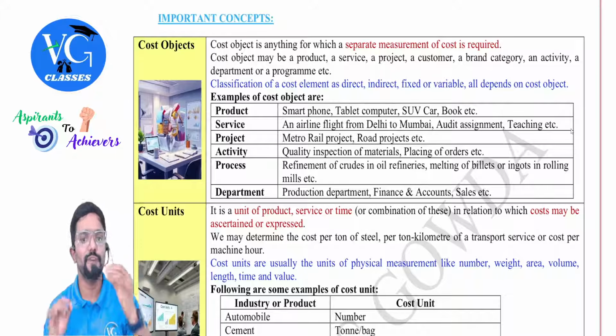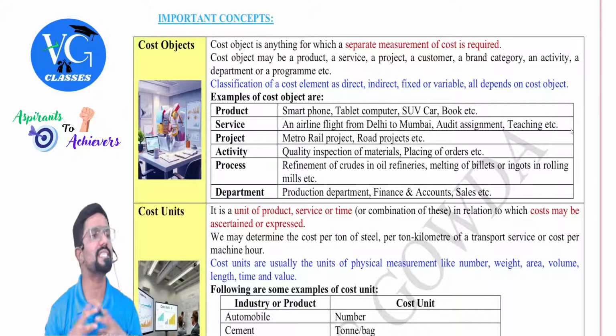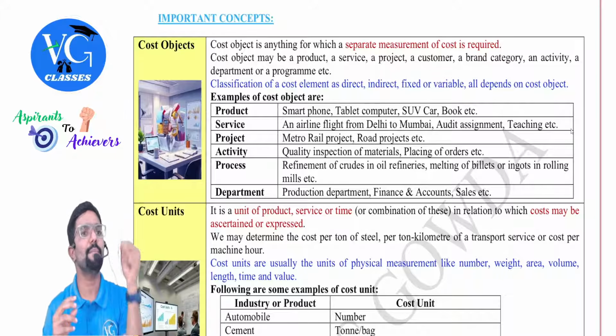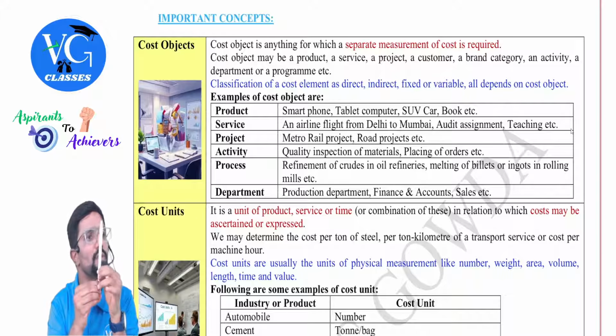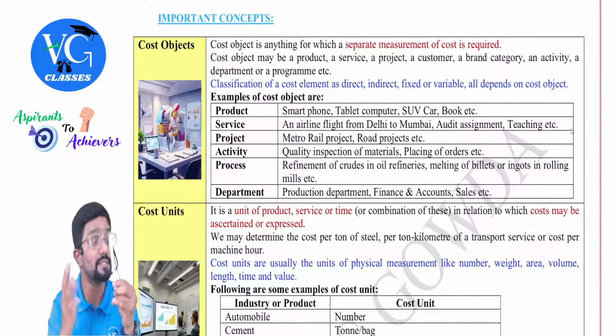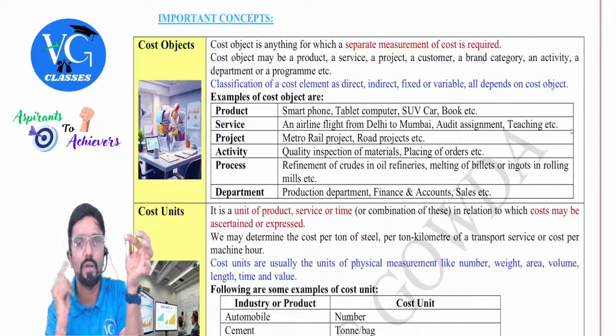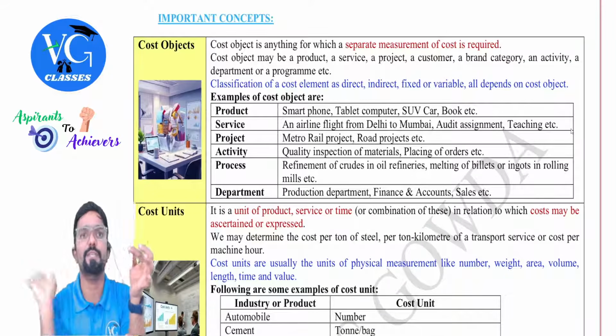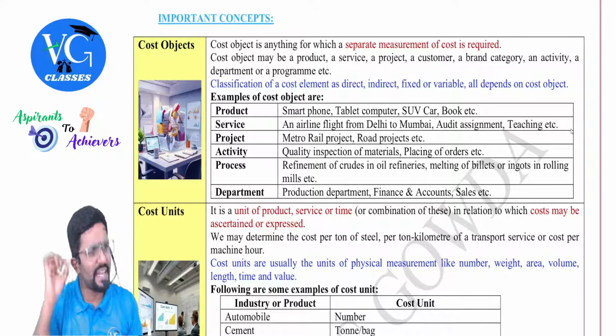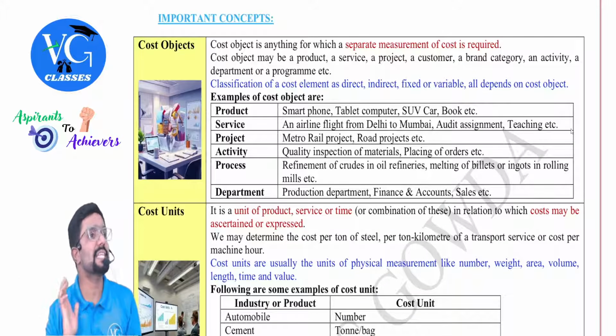Cost object is anything for which a separate measurement of cost is required. For example, guys, I am manufacturing this pen. I want to know what is the cost of manufacturing this pen. Overall, what is my ultimate cost of the pen? I want to calculate the cost of this. This is my objective. Clear? So, for anything for which I have to calculate the cost, that is called a cost object.